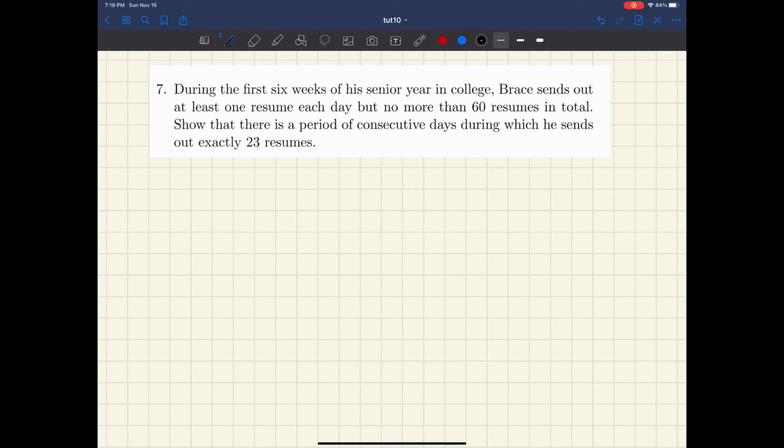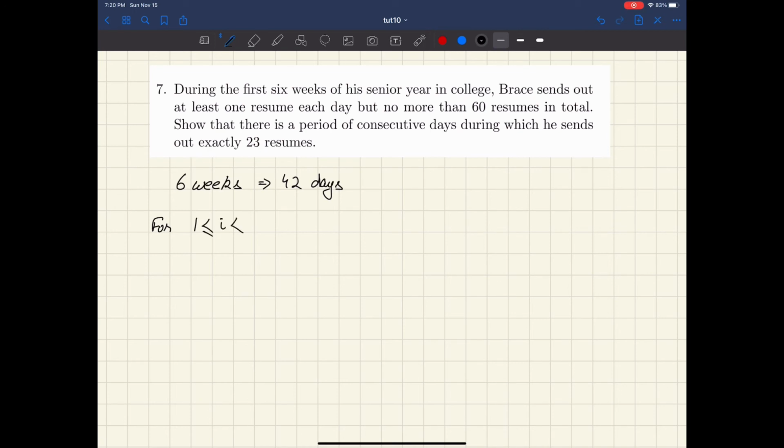For the 7th question, we have: during the first 6 weeks of his senior year in college, Brace sends out at least one resume each day, but no more than 60 resumes in total. Show that there is a period of consecutive days during which he sends out exactly 23 resumes. So 6 weeks is 42 days. He sends out at least one resume each day for 42 days, and in total he sends out no more than 60 resumes.